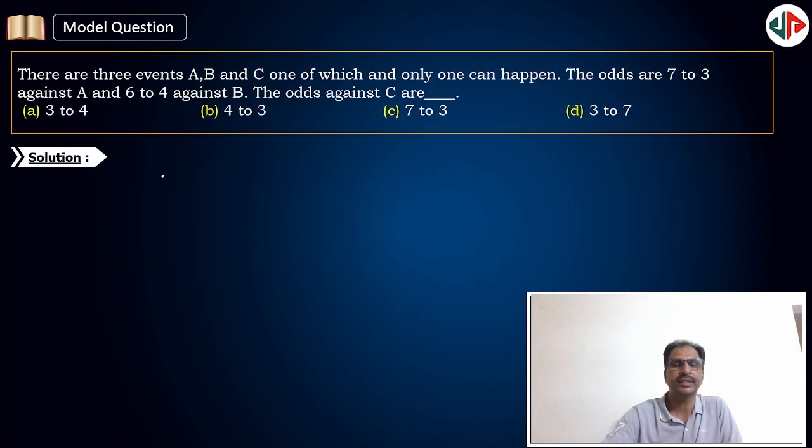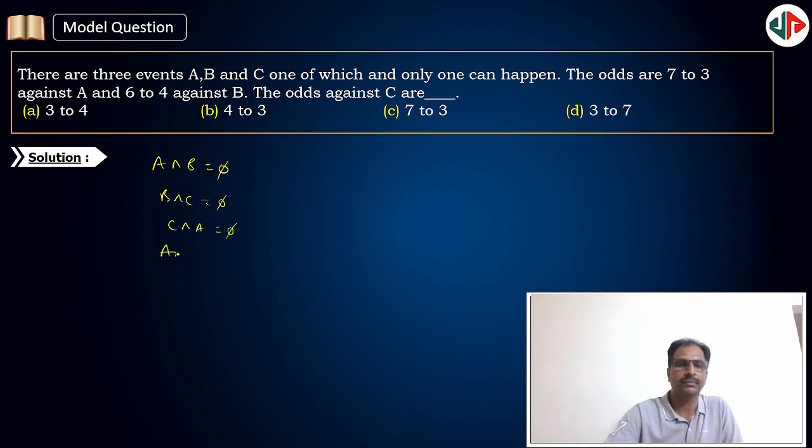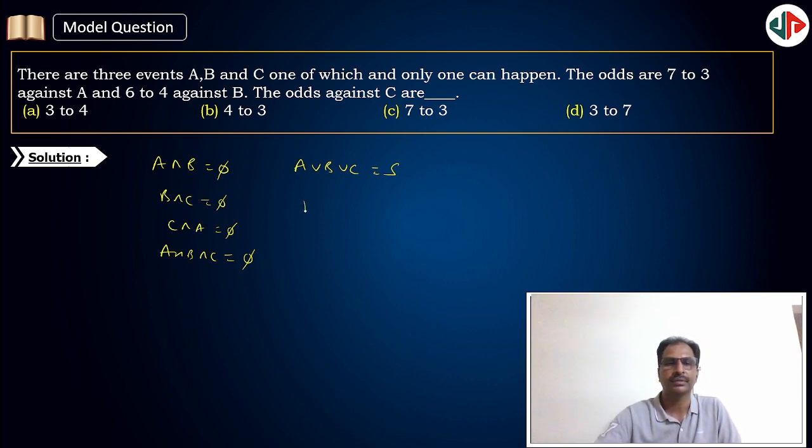There are three events A, B, C, one of which and only one can happen. What does it mean? Both events cannot occur at the same time, which means mutually exclusive. All the events are mutually exclusive. And definitely one of those events will happen, which means they are exhaustive events, which means A union B union C is equal to S. So P of A union B union C is equal to P of S, which is 1.